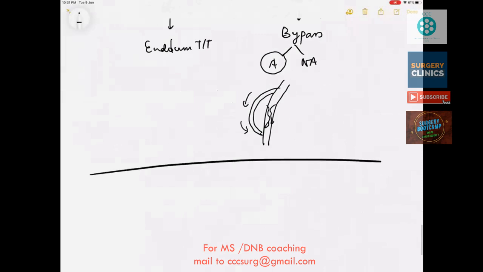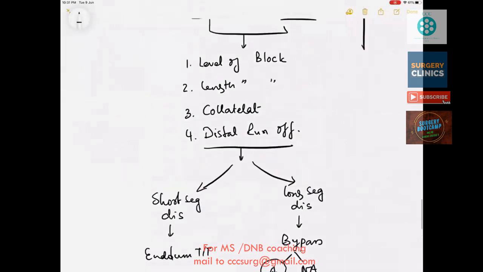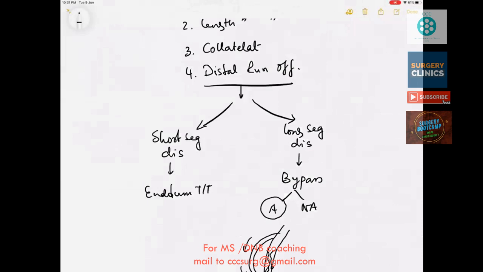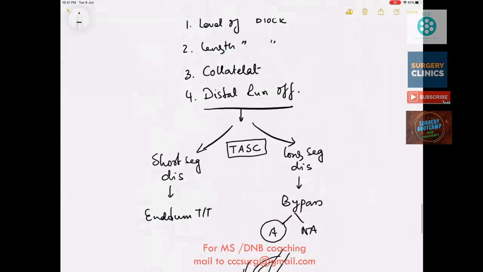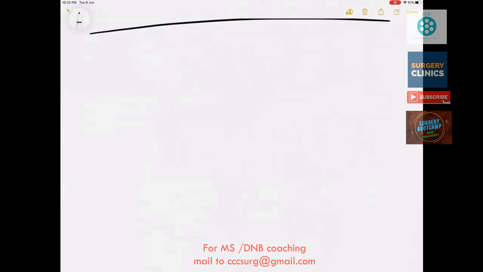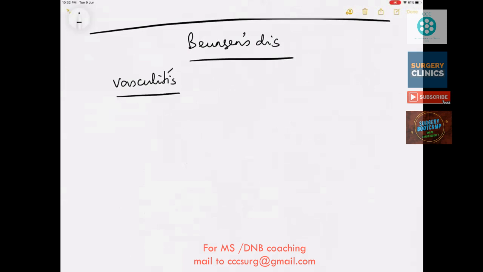Okay. Now, finally, the examiner may ask, do you know of any objective way to classify this? That is called the Transatlantic Society classification. This, remember, is what a vascular surgeon will use before he takes a decision. Finally, Buerger's disease, remember, is an autoimmune disease and comes in a spectrum as a vasculitis. The minute you talk about this, that means there is no cure in this autoimmune disease.